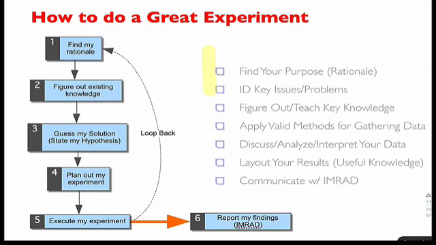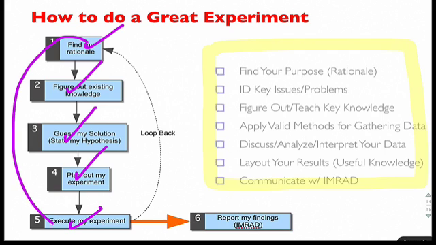So as you look at a really well done experimental study, it looks very linear, like it was very easy to do. And of course, it's not linear at all, and it's quite challenging to do. The whole key is to recognize there are some standard steps: find my rationale, figure out the existing knowledge, guess my solution, plan out my experiment, execute my experiment. But what makes this really go is doing it over and over in iteration cycles. And this is really the key, and this is probably the most important thing I have to teach you in this video: always do an experiment with iteration cycles.